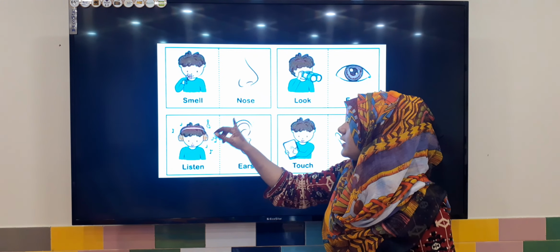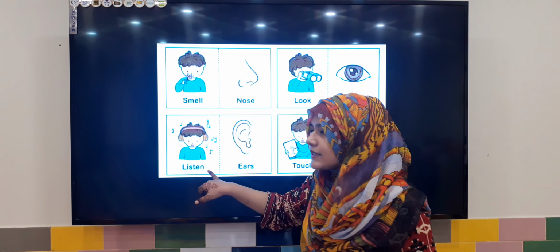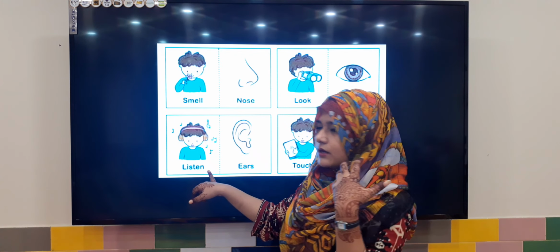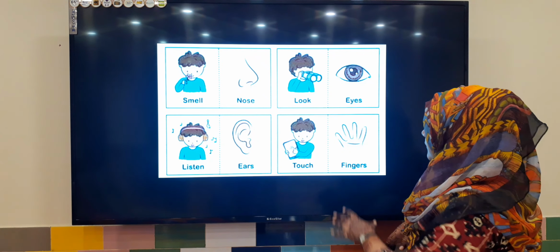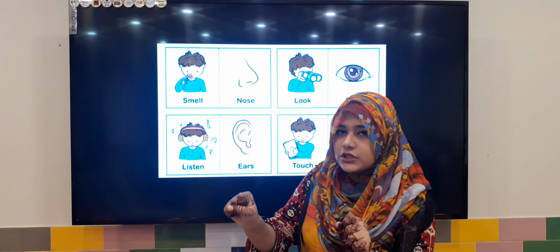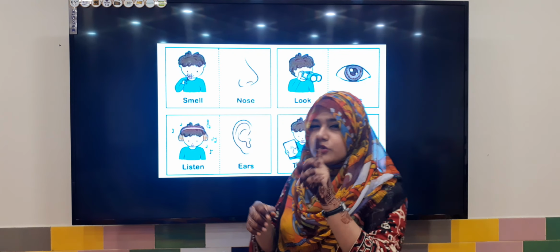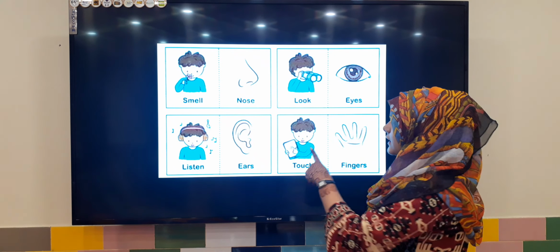Then we have our ears, and we use them for listening to things. जब हम कुछ सुनने की कोशिश करते हैं हम क्या use करते हैं? अपने ears. Then we have our fingers or our skin to touch things. जब भी आपको कोई चीज़ touch करनी होती है, just like I am touching this screen with my finger, right?